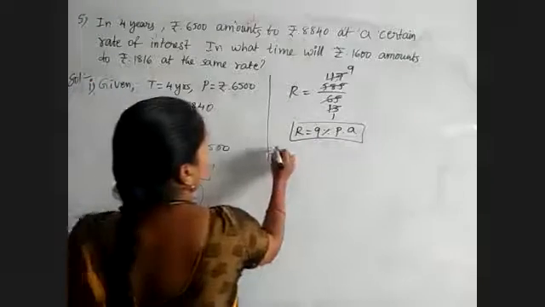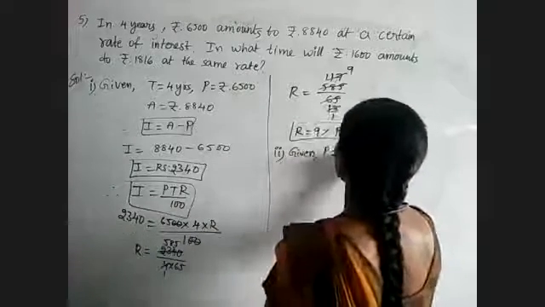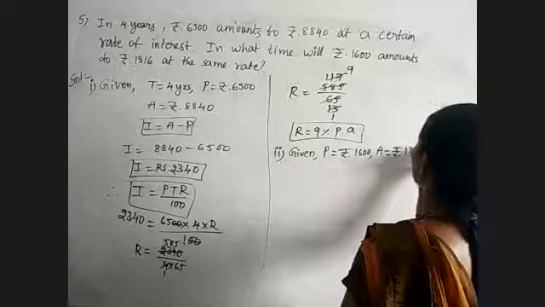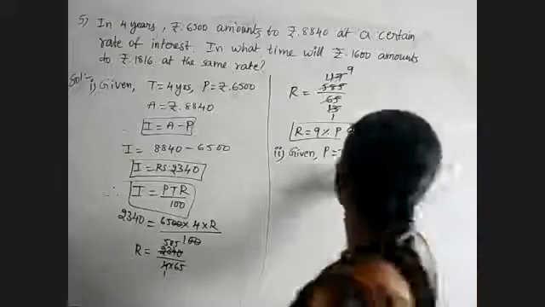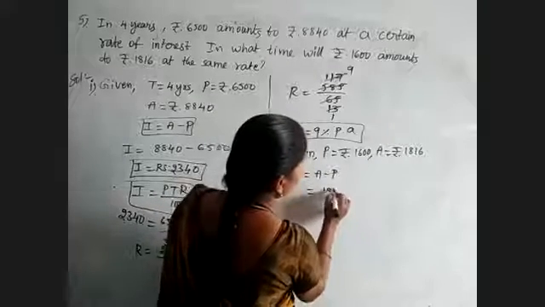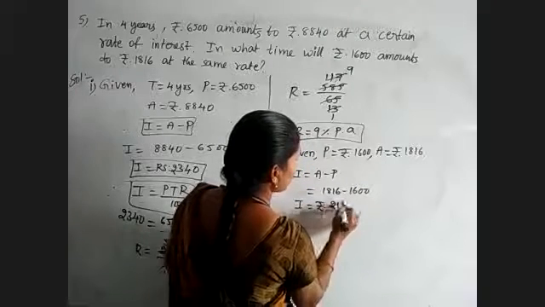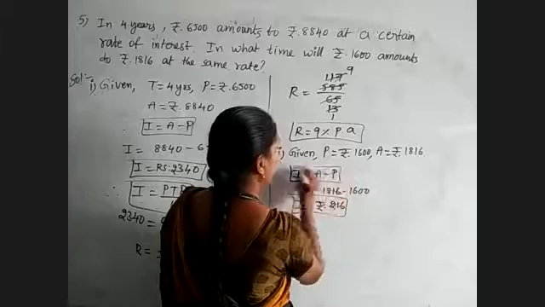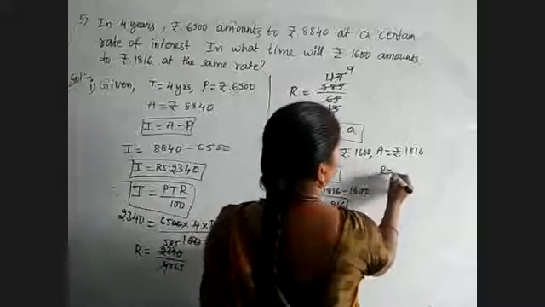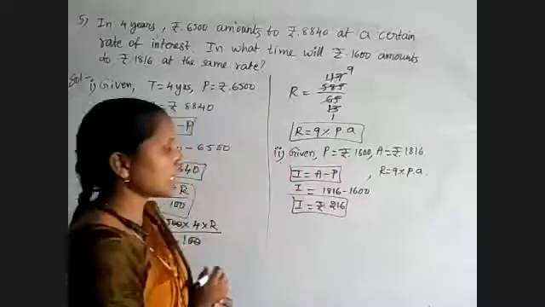Now coming to the second condition, given principal equal to 1600 rupees and amount equal to 1816 rupees. From these two values we will find out I value by using amount minus principal. So that is 1816 minus 1600, which is nothing but 216 rupees. Also, R we need to take as the same value, the same rate they have given, 9% per annum. R is not changing.